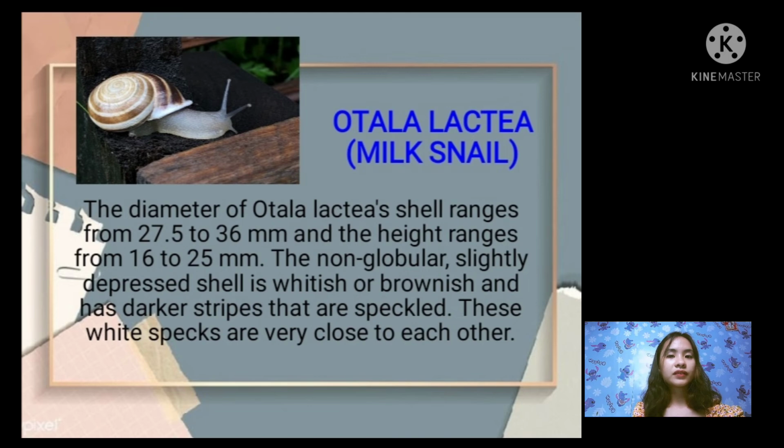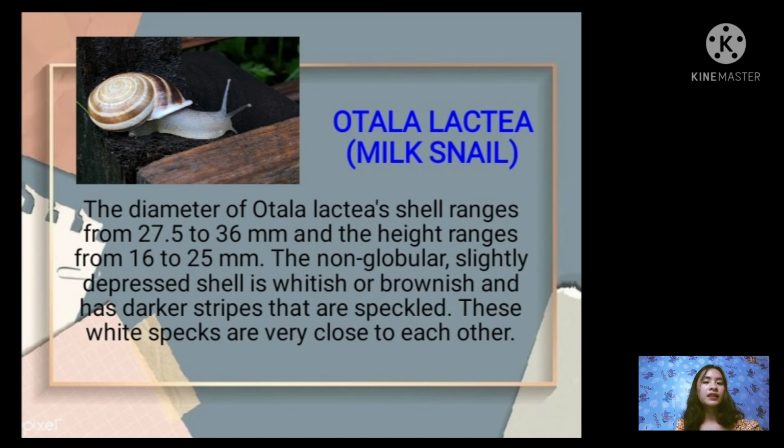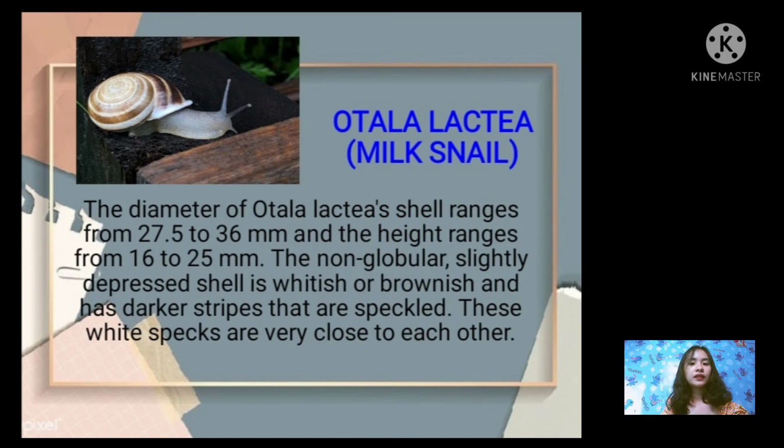The other one is Otala lactea, also known as the milk snail. The diameter of Otala lactea's shell ranges from 27.5 to 36 mm, and the height ranges from 16 to 25 mm. The non-globular, slightly depressed shell is whitish or brownish and has darker stripes that are speckled. These white specks are very close to each other.